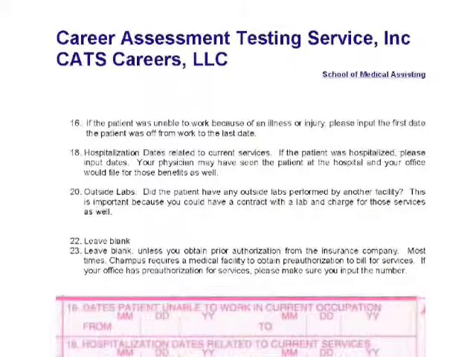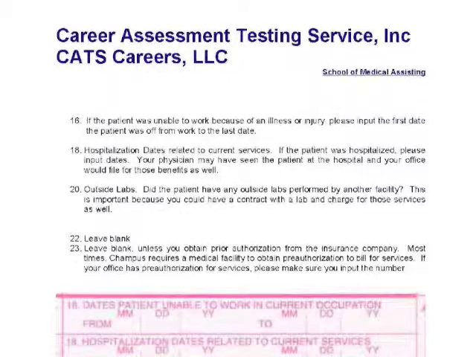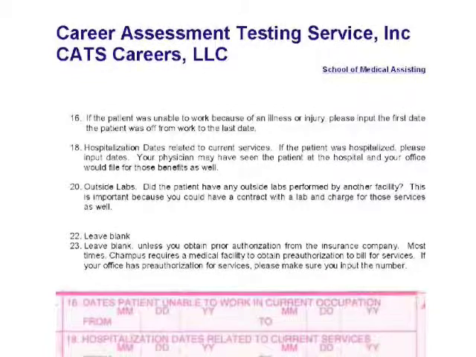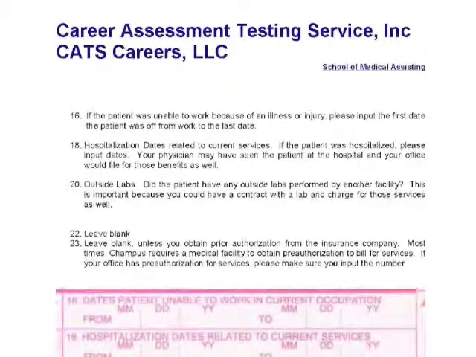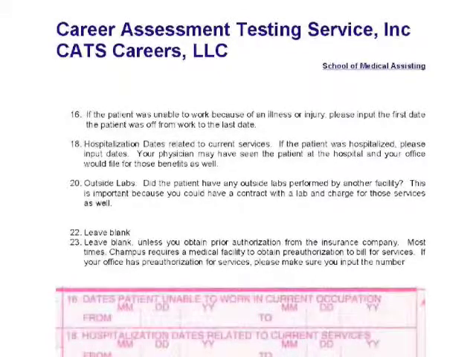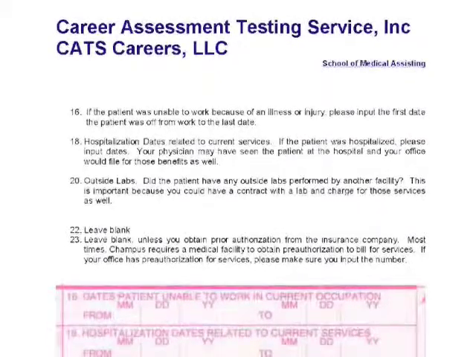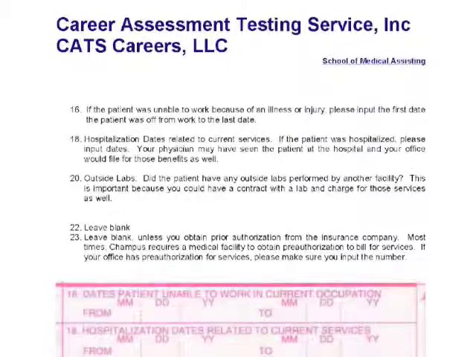Block 16 says, if the patient was unable to work because of an illness or injury, please input the first date the patient was off from work to the last date. This is important, once again, if the patient has to file a claim against another insurance company or if the employer is paying for workman's comp. So if the patient was unable to work, you need to make sure you put the dates in.